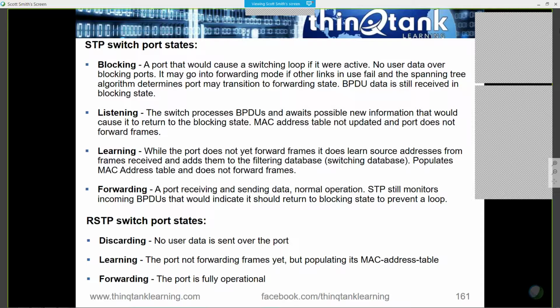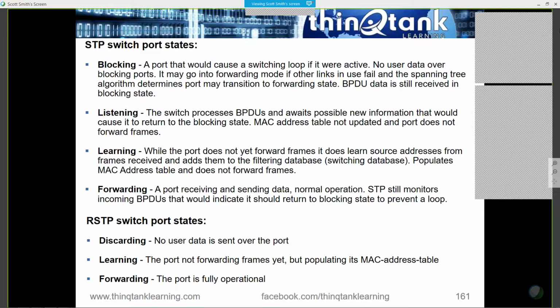That's STP, by the way, not RSTP. Notice that in spanning tree, we have listening. What did they get rid of in rapid spanning tree? They got rid of listening. Rapid spanning tree does not have the listening mode. It has learning, but not listening. Also, blocking was renamed to discarding. Test question, yes.